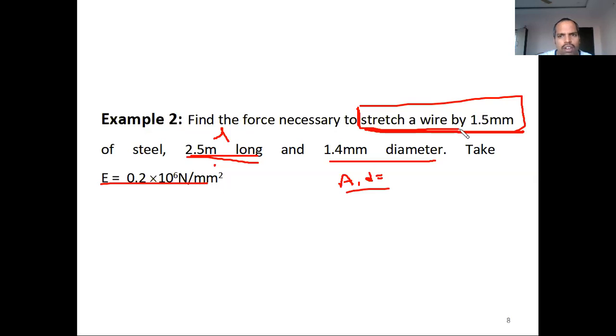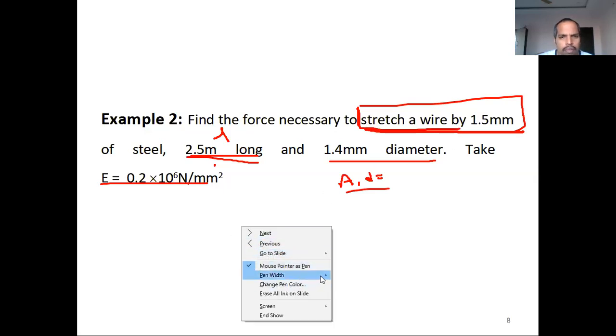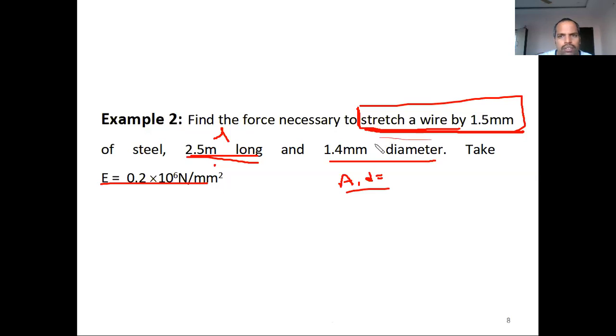So you understand the term, right? Stretching means increase in length. If you want to increase the length, that's what stretching is. But how much do we have to stretch? We have to stretch the wire by 1.5 mm. What you understood is that it is nothing but a change in length.